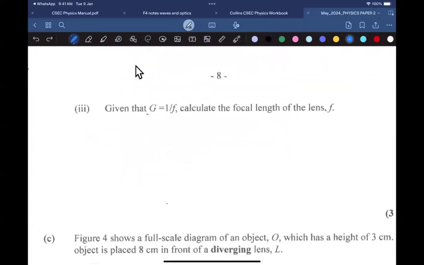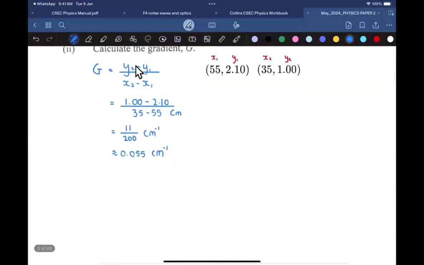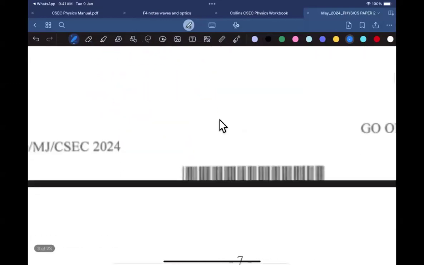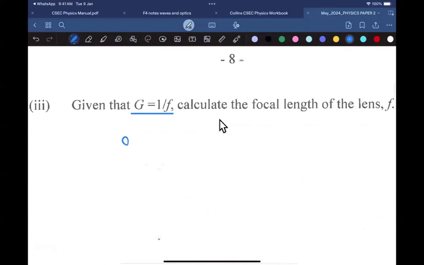This question here now. They say that G is equal to 1 over F. F is the focal length, right? And what was G? Remind me, what was G? G is 0.055, right? So look what I'm gonna do. I'm gonna say 0.055.